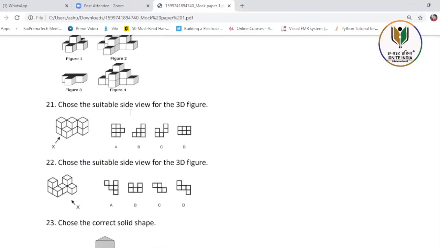Check the suitable side view for the 3D figure. Okay. See, you can see there's no block from this side. You cannot see that. Okay. You'll just be able to see 2 blocks. So it is option D. Okay. The depression is not visible anywhere else, and it is not a ladder. Here you can see, okay, even if you see from the side only. So it is option D.